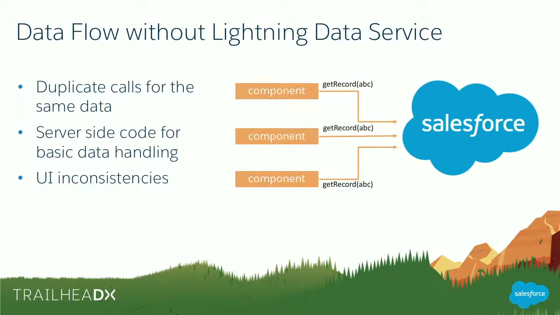So let's go over what a data flow looks like in Lightning components without Lightning Data Service. Every single component keeps a copy of its own record data. So if you have component A, component B, component C, and they're all referencing the same record, and you think, oh, Marcus, that's not really possible, it's absolutely possible. Just look at any one of our record pages, and there are numerous components all composing that single page, and all of them reference different parts of that page.